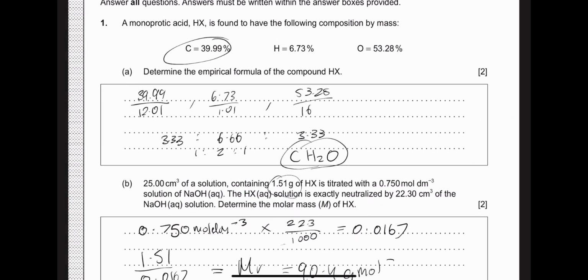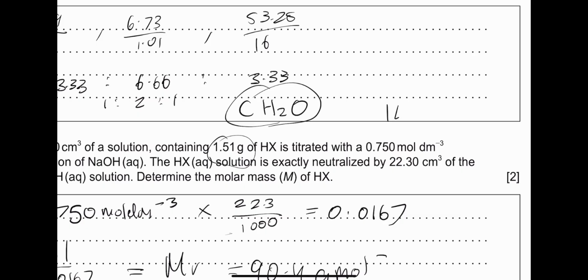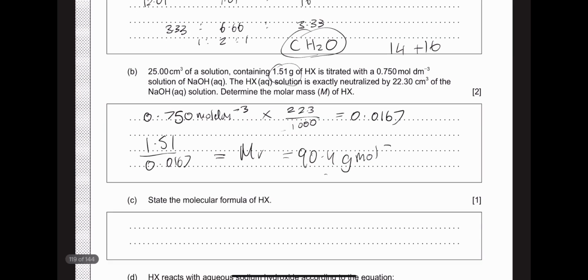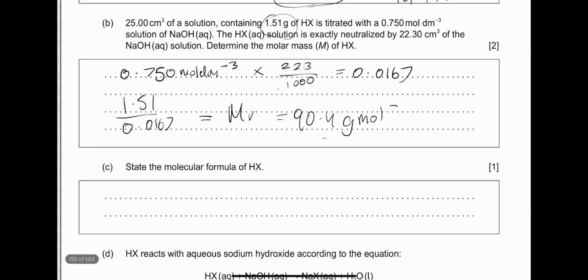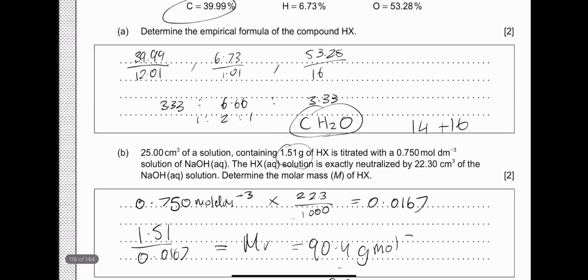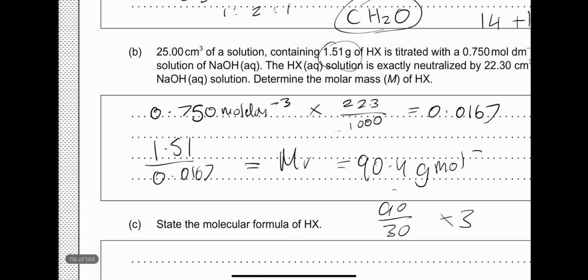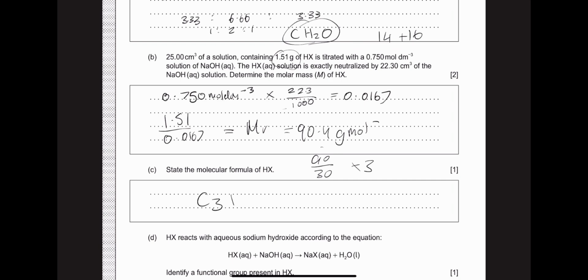So if we calculate our empirical formula mass, just roughly, it's 12, 2, and 16. So 12 and 2 gives us 14, and then plus 16, we'll get roughly 30, because we just used the rough numbers. And then 30, what does that go into? 90.4. So it's roughly 90 over 30, and that's going to be a multiple of 3. So how do we do this? We just multiply each subscript by 3. You can imagine the C and the O have a 1 underneath them, so it'll be C3H6O3. Yeah, there we go.